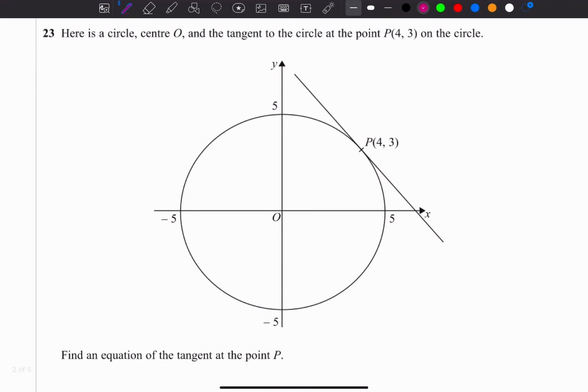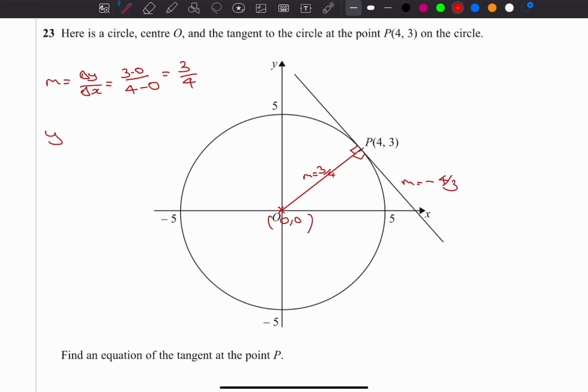Work out the equation of the tangent. You know the center point is always 0, 0. What is the gradient of this line? Gradient is change in y over change in x. Change in y is 3 take away 0, over 4 take away 0, which is 3 over 4. Since this is a tangent, it's perpendicular, so this gradient is minus 4 over 3.